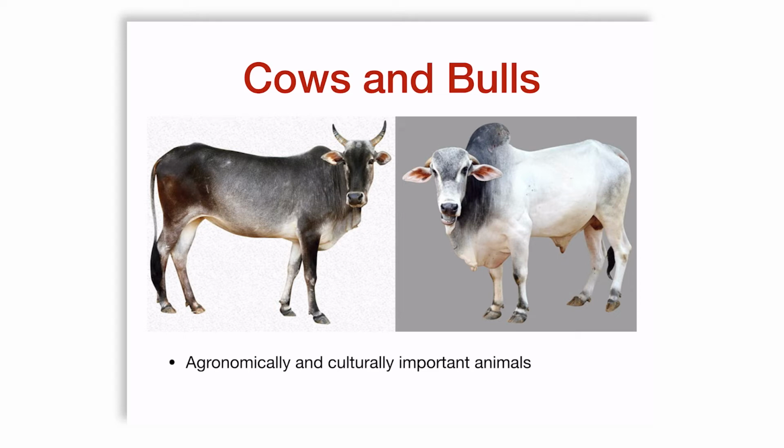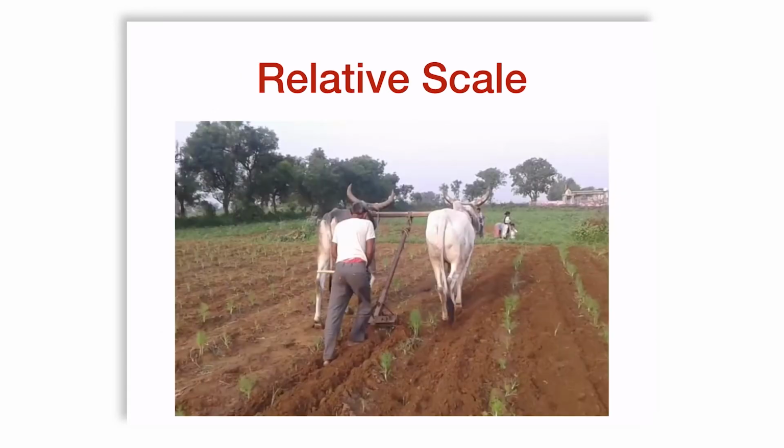We're all familiar with cows and bulls, especially in India, and they form an agronomically and culturally important group of animals. But what if I ask you, and many of you may be going to school, college, university, coming back, wandering around your neighborhood, may have encountered some stray cows or bulls. If I asked you how much they weigh, what is the weight of a cow or a bull, unless you're a farmer buying and selling these animals, you may not necessarily know it.